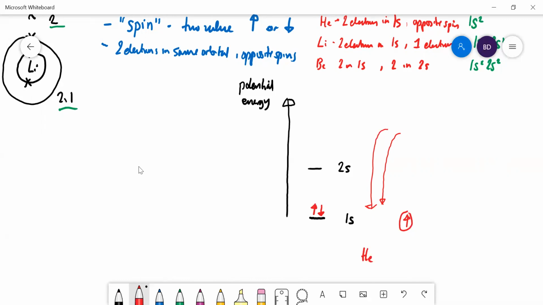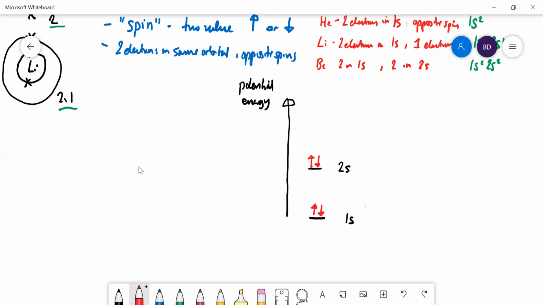When we get to lithium, here's the electron coming in again. It can't go all the way down to 1s now because that's full up, so it's got to go in 2s. So we have a spin like that, and that's what lithium would look like. And finally, if we go to beryllium, another electron would come down and go there, and it would have the opposite spin to the one in 2s.